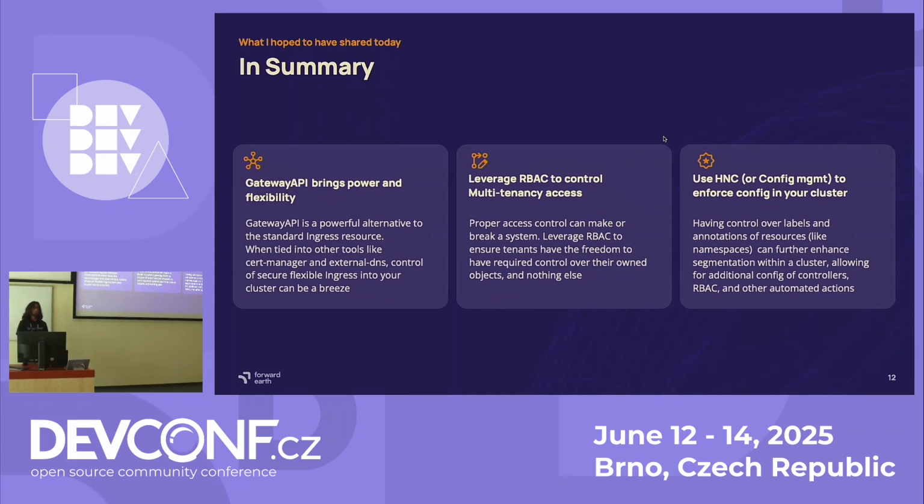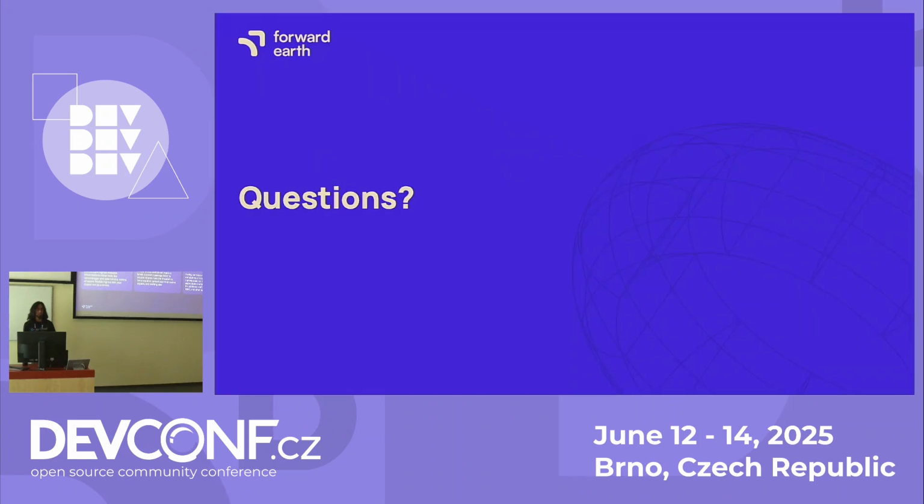Using standard RBAC controllers, you can allow access to the gateway resource to your cluster admins and route resources to your tenants. And then you can use config management, HNC, or other services to have control over the labels and annotations that specifically restrict what routes can be created and therefore what routes are accepted into the gateway, and therefore secure traffic into your cluster.